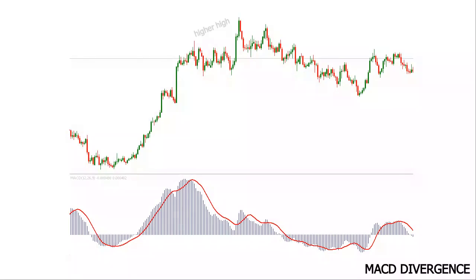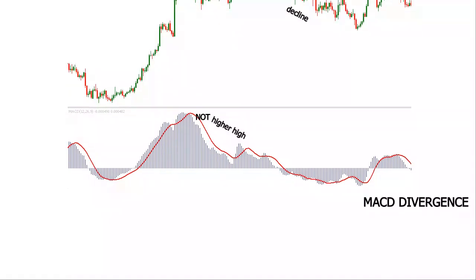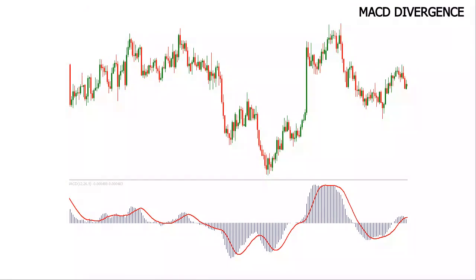Another method involves identifying divergences between the price and MACD. A divergence occurs when the price makes higher highs and MACD does not. If the price makes lower lows and the MACD does not, then a divergence is also observed. Any such divergence may precede either a price correction or a reversal, indicating a shift in momentum and a possible exhaustion of the latest short-term trend.